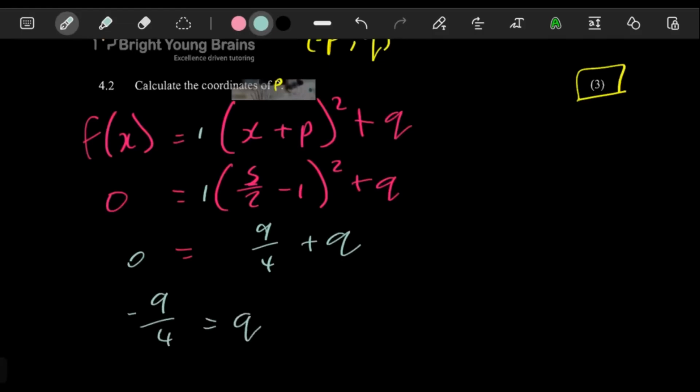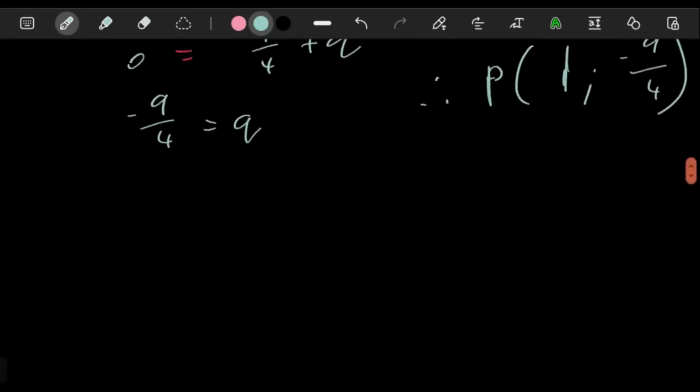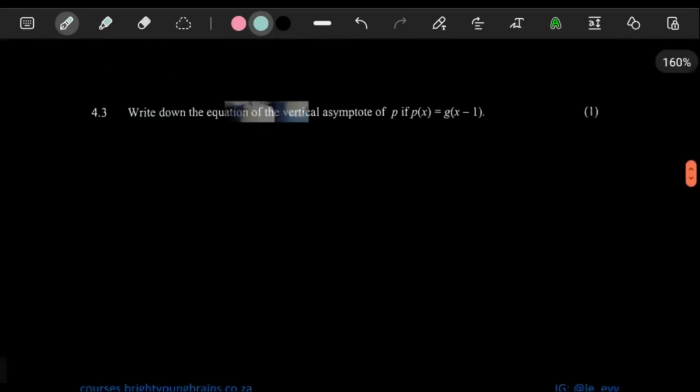Since we know that's what q is, it's the y value of the turning point. So it means that p, the x value, we already know it's a +1 in the equation. So the y value here is like -9/4. Let me remove this here, because it's making it look a bit tacky. Anyways, let's move on. So this is like 4.3.